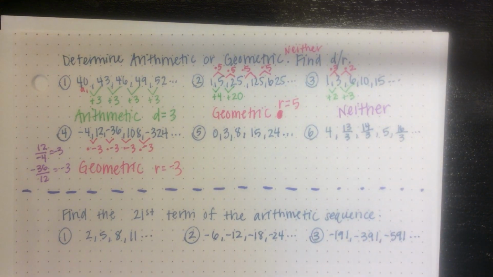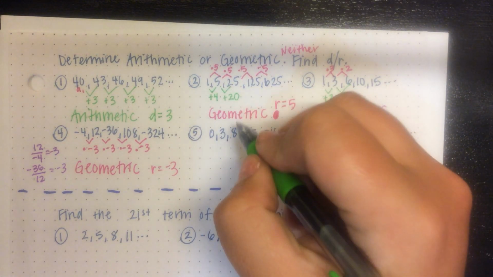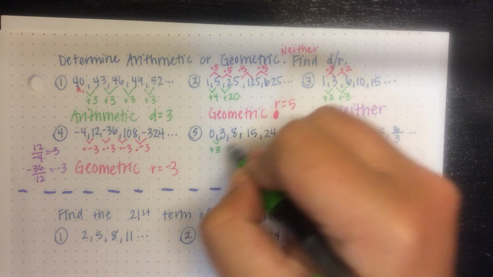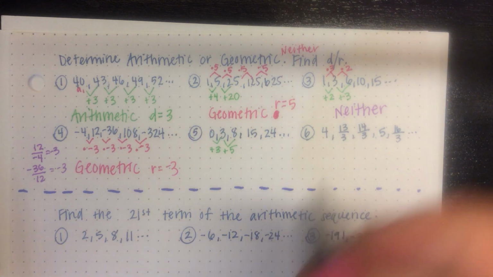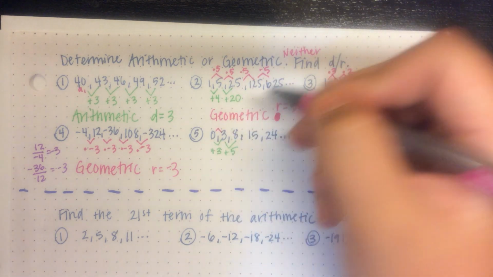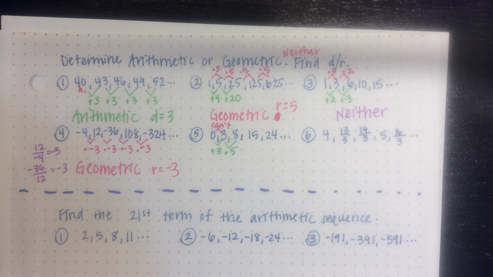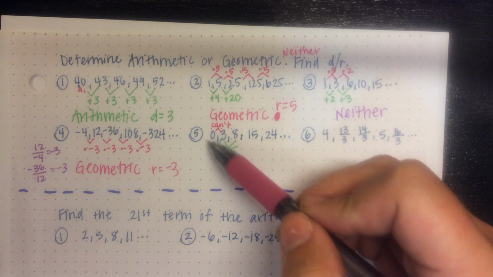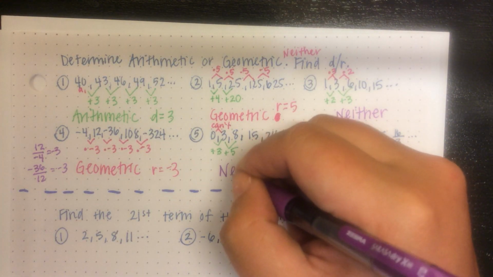Okay, then for number 5, I'm going to start with arithmetic because I'm not switching signs. So we've got 0 to 3, add 3. 3 to 8, add 5. Definitely not arithmetic. Then to go from 0 to 3, I can't do that. There's nothing I can multiply by 0 that would get me to 3, because 0 times anything is 0. So anytime you start with a 0 as your first term, it can't be geometric. So this one's not arithmetic, it's not geometric, so that leaves me with neither.